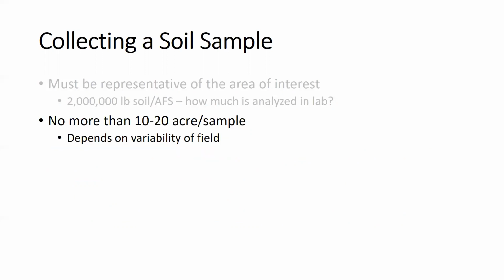So how much do we want that sample to represent? It really depends on the amount of variability, but we say no more than 10 to 20 acres. If you're submitting a 20-acre sample, that needs to be a pretty uniform field.